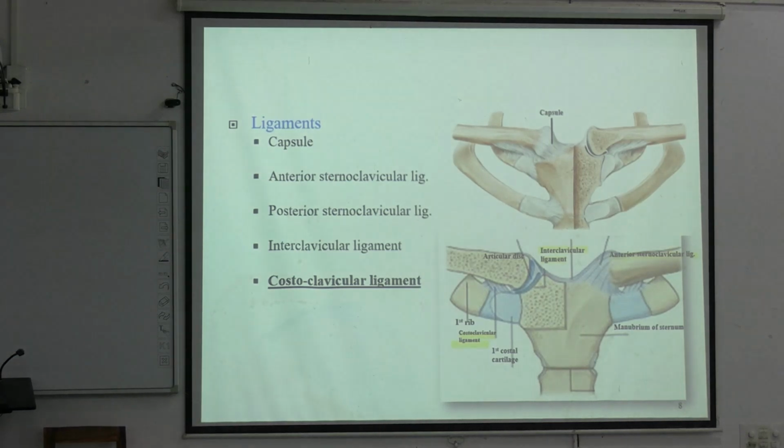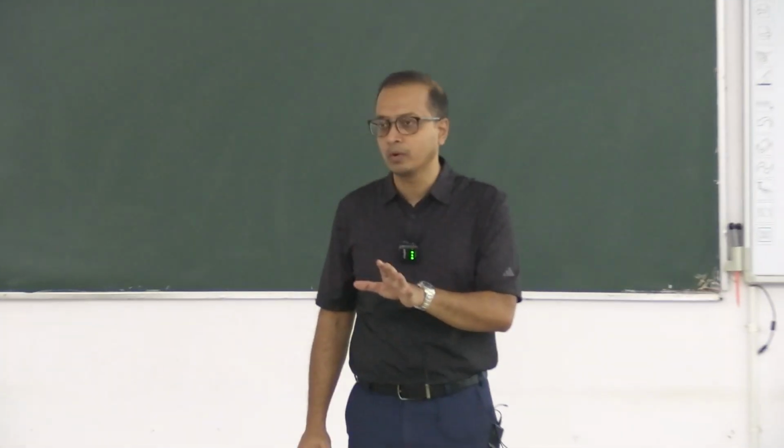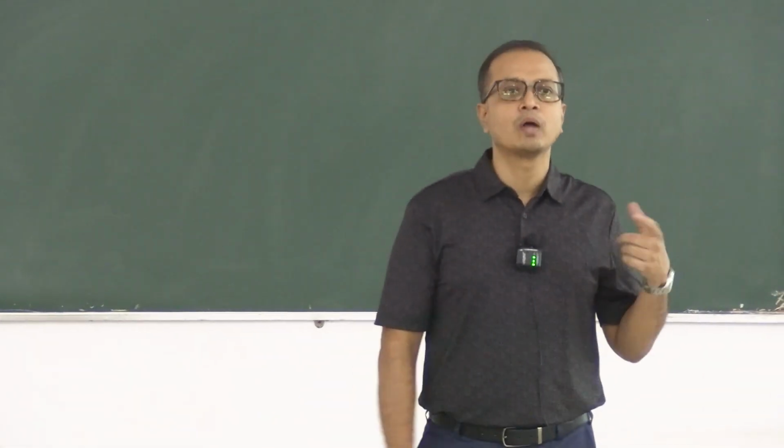Clear? Now coming to the next part, movements. This joint is capable of movement. Any synovial joint has the feature of mobility. It may be just 5 degrees to 150 degrees, but it has mobility. Mobility is a hallmark of any synovial joint. So this joint also has movements.